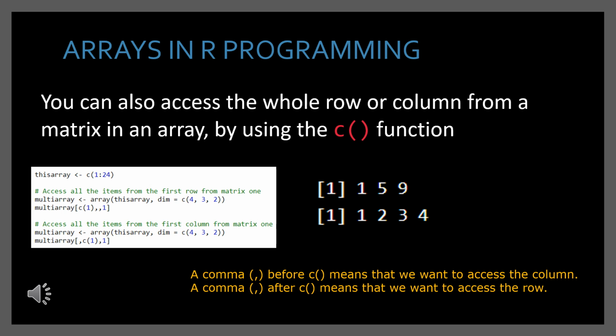In the second example, we have multi-array[, 1, 1]. Here we are accessing a column. The column is the first column. The first column has the values 1, 2, 3, 4, which is printed here.